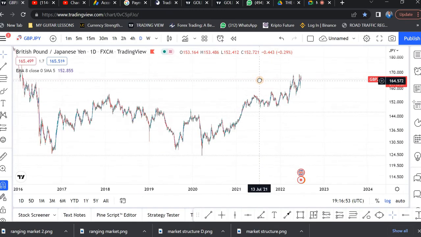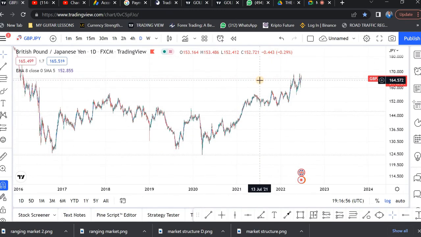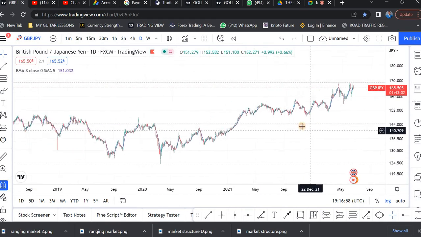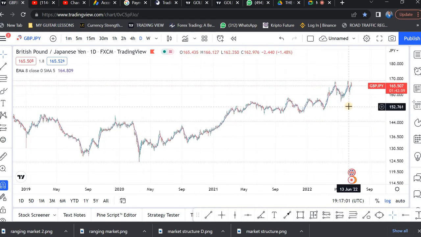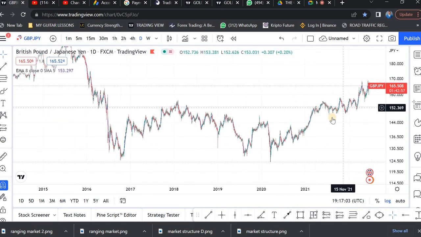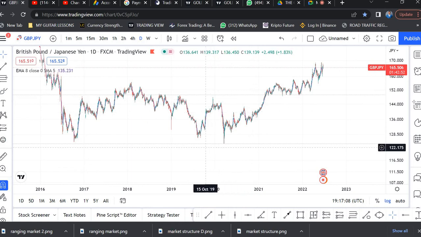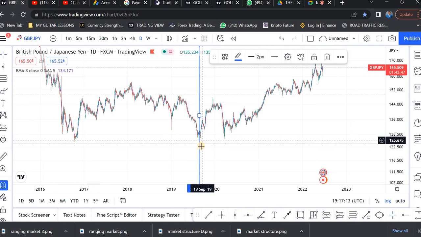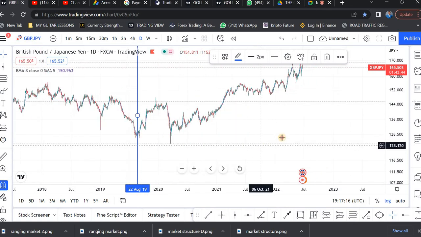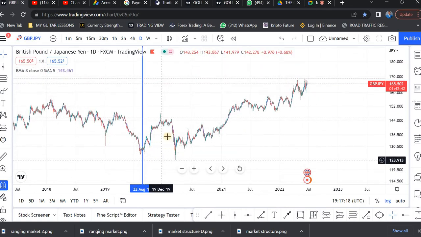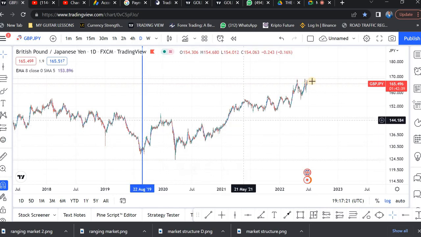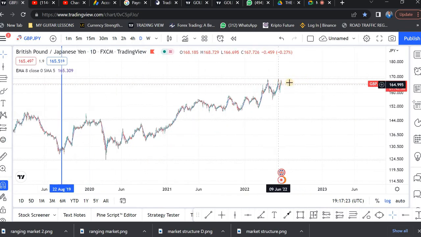This is GBPJPY. I want to show you how the structure of this market is. I want to start from here. Let me draw a line. Okay, so starting from this point, from this time frame up to where the current price is. This is the current price. Now starting from here, this market is in an uptrend.